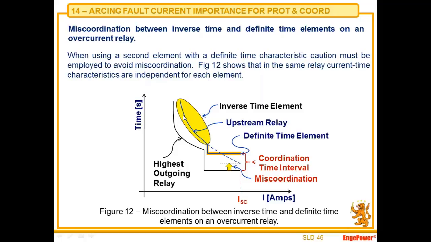It shows this part of the curve here. The part above the definite time element, it cuts because this one will trip first. But from this point and over, it plots this curve. So this avoids some miscoordinations. That's why the EasyPower software for this issue is very, very nice. I like this feature very much.